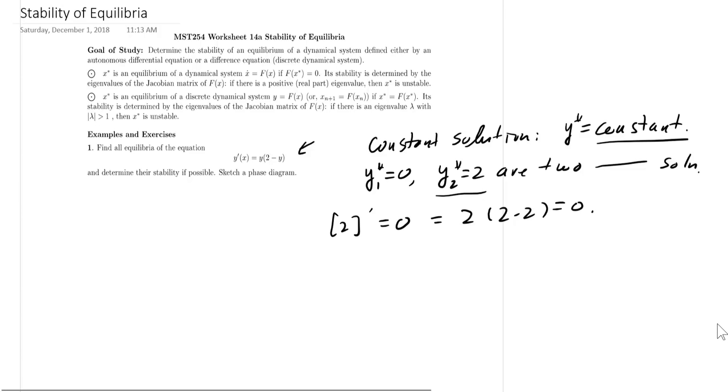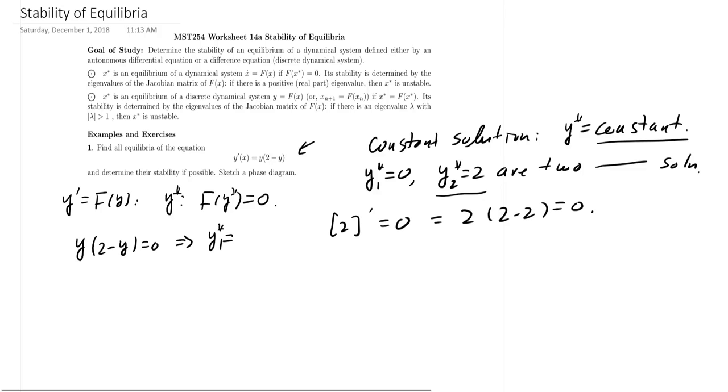Okay. So in general, suppose you have a differential equation y prime is equal to f of y. How to find equilibrium? Equilibrium means f of y star is equal to 0. So for this problem over here, we have y(2 minus y) equal to 0. Then we solve two solutions: y1 star is equal to 0 and y2 star is equal to 2.